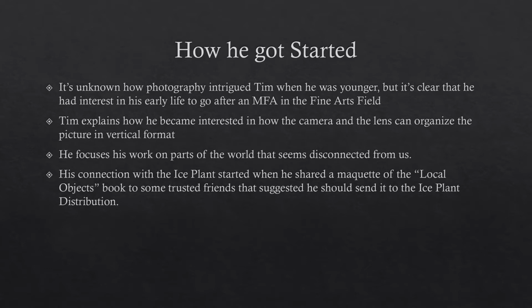So the way he got in there was he made a maquette, which is basically like a sculpture or some kind of sketch art of the Local Objects book. And the Local Objects we'll talk about more, but it was one of his most popular works. He showed his prototype to a couple of trusted friends, and these friends also had some deep connections to people that were part of the Ice Plant distribution, and so that's how he was able to build a connection with them.